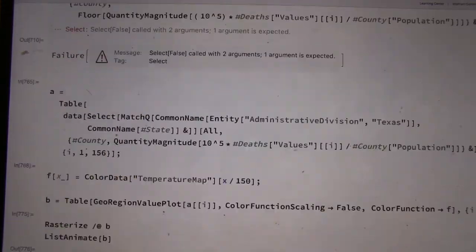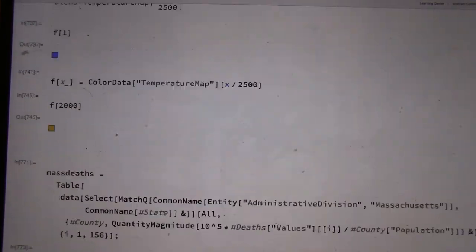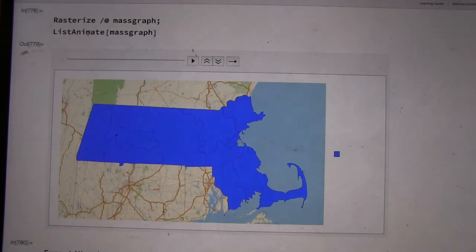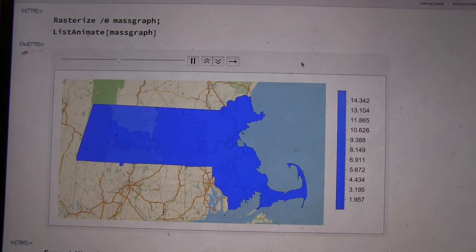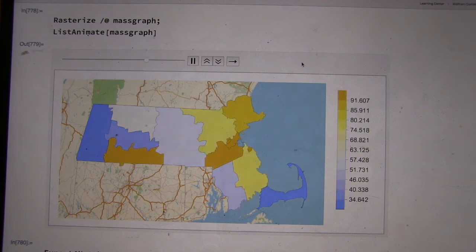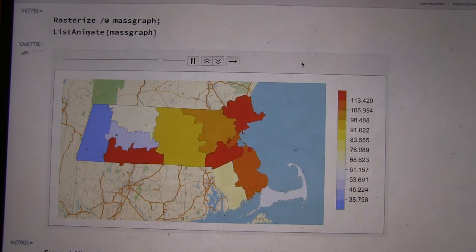But now I want to show you deaths. So this is deaths per 100,000 people in Massachusetts by counties. This time blue is 0 and red is, I think, 150. So if it goes above 150, I just color it red. So here are the deaths in Massachusetts. All right. So what are you seeing here?